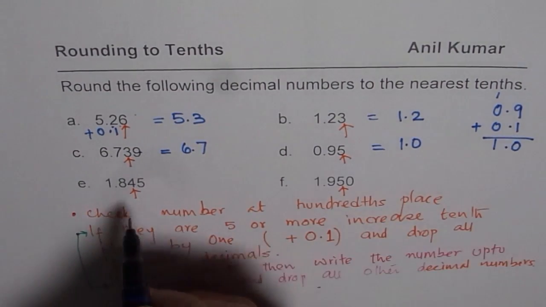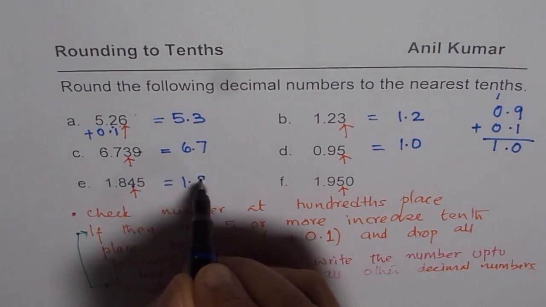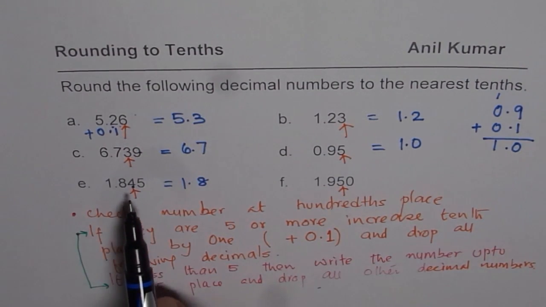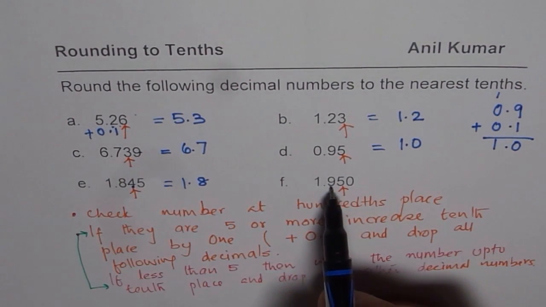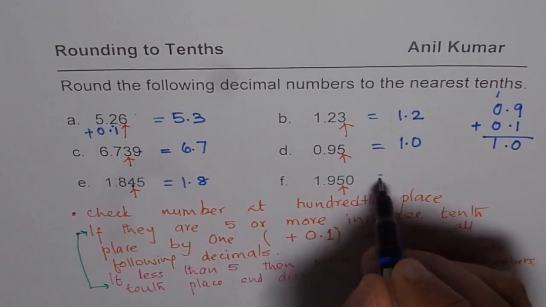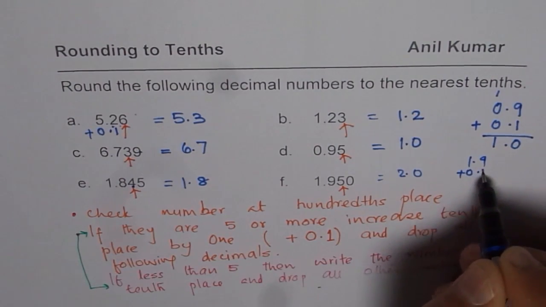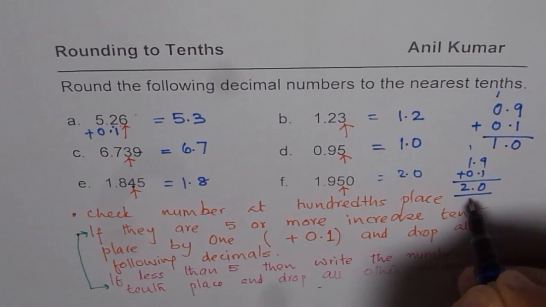Okay. Now this one, 1.845. Here the hundredths digit is 4, less than 5. So just drop them: 1.8. So that's easy. If it is less than 5, just drop the decimal numbers, right? Now 1.950. Check the 100th place. The 100th place is 5 itself, so you need to increase the number in the 10th place by 1. So 1.9 becomes 2.0. 1.9 plus 0.1 will give us 2.0. Do you get the idea?